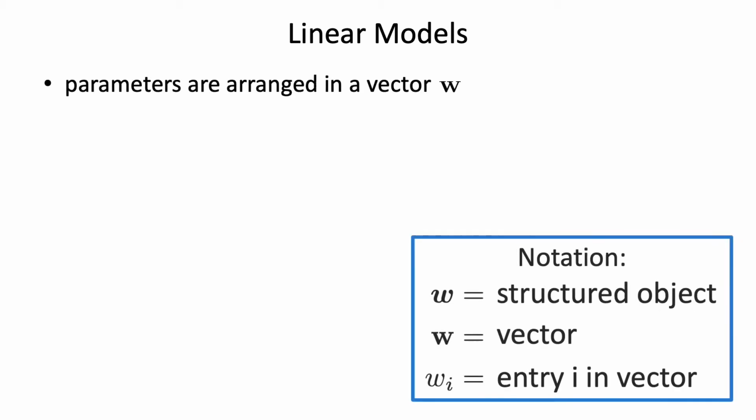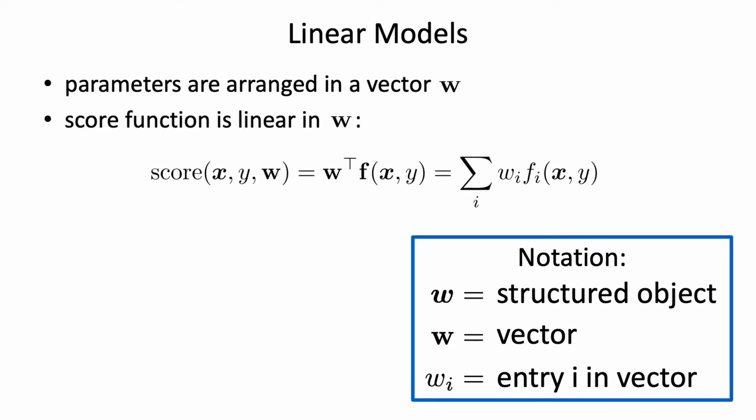The first type of score function we're going to consider in the course is a linear model. Here the parameters W are arranged in a single vector, so we're going to use our vector notation for W rather than the more general structured object notation we saw earlier. The score function is defined as the dot product between the parameter vector and a vector f of feature functions, which are computed for the XY pair. The rest of this video will be about ways of defining feature functions, often just called features, for text classification.